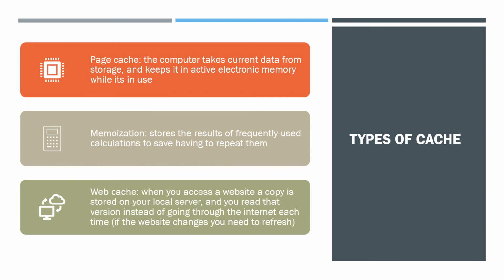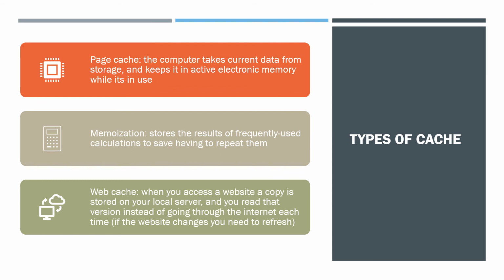We don't have to write special code in our programs to make use of it, but it could come up in an exam question. So let's briefly look at the three types of cache that they'd like you to know about. Page cache is where the computer stores the most frequently used data in a kind of buffer zone very close to the processor.